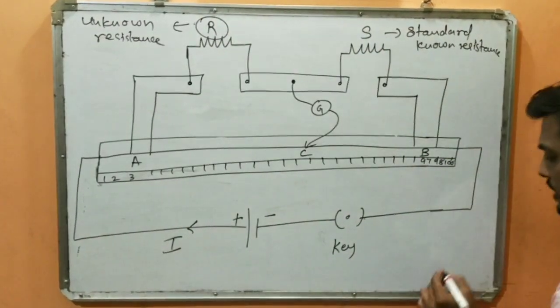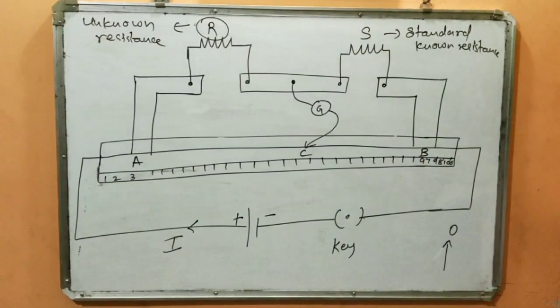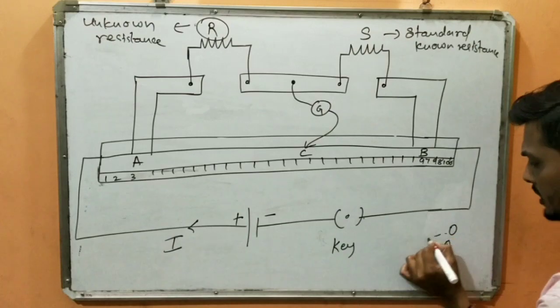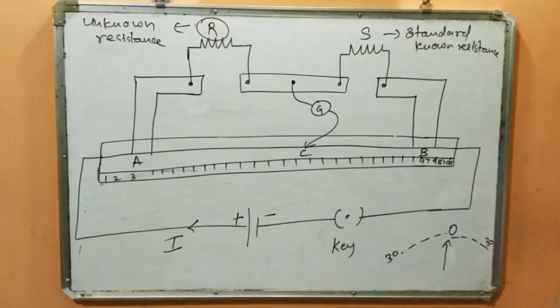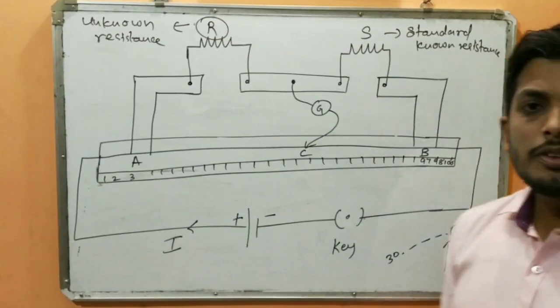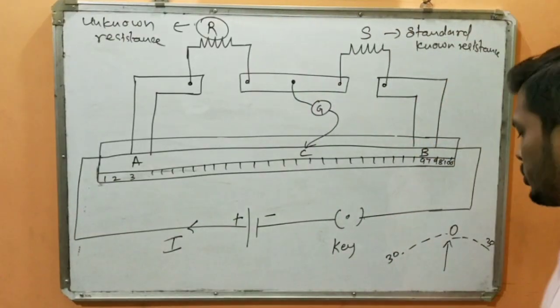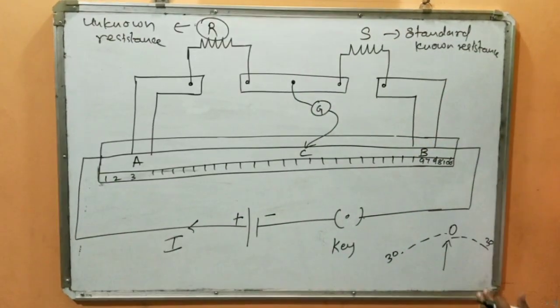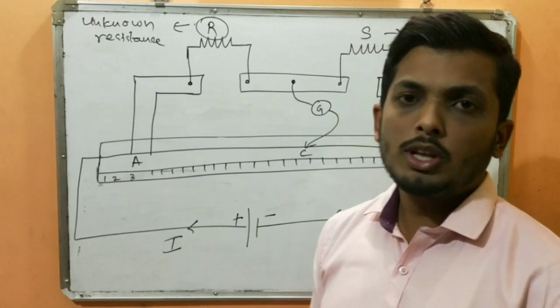For instance, you can imagine a galvanometer looks like this. It has the pointer pointing at 0, and on the left hand side we have 30 divisions, on the right hand side also we have 30 divisions. This pointer is free to move once it is connected to any electrical circuit. If there is current flowing through it, the galvanometer deflects. It may deflect on the left hand side or on the right hand side. The deflection indicates that current is flowing through the circuit.